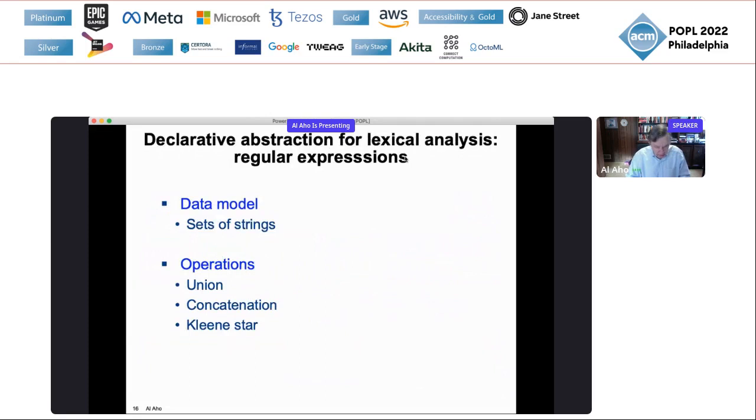Let's begin by looking at regular expressions as a declarative abstraction for lexical analysis. The data model of the regular expression abstraction is sets of strings over some alphabet. The operations of the abstraction are union, concatenation, and Kleene closure on sets of strings. Regular expressions were invented by Stephen Kleene in 1951, and they are now routinely used in a variety of forms in many string pattern matching programs and languages, such as grep, awk, lex, and perl, to mention a few.